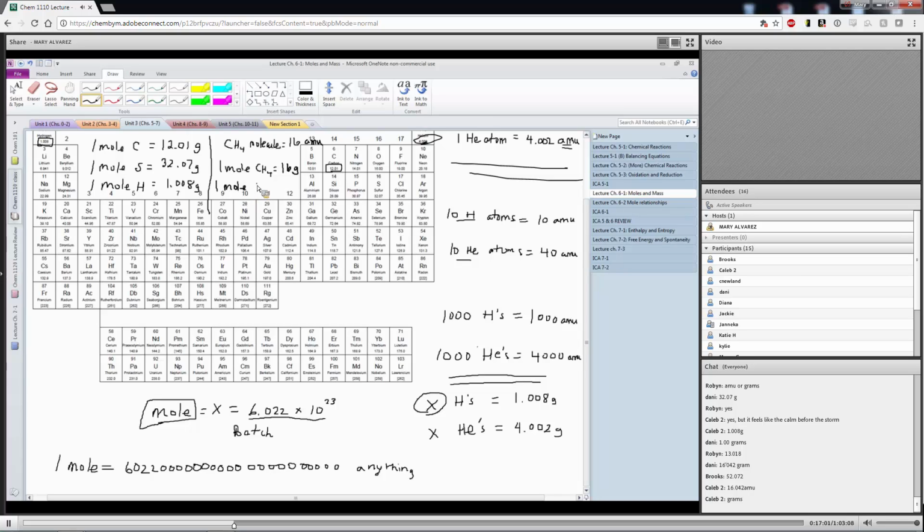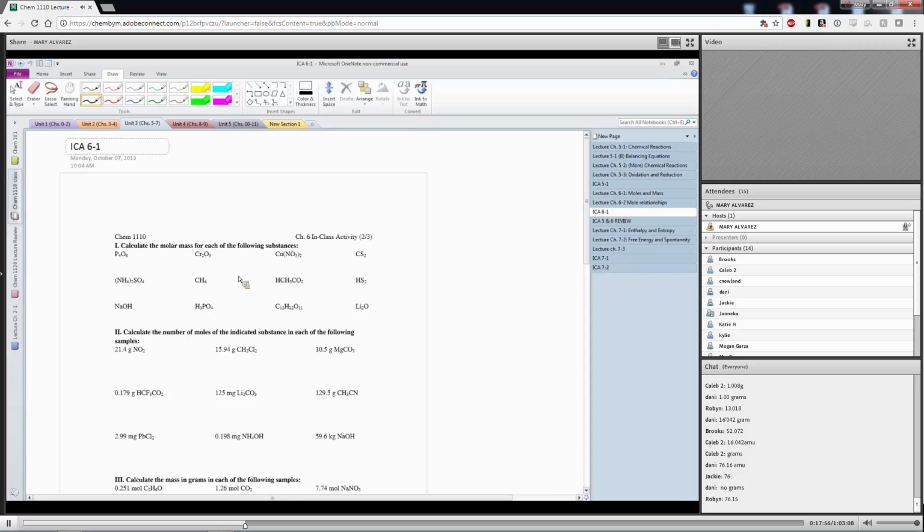1 mole of CS2. Oh, perfect. About 76.15, 76.16. If it was a molecule, that would be atomic mass units. Since I asked for the mole, then it's going to be grams. So about 76.2 grams or so.